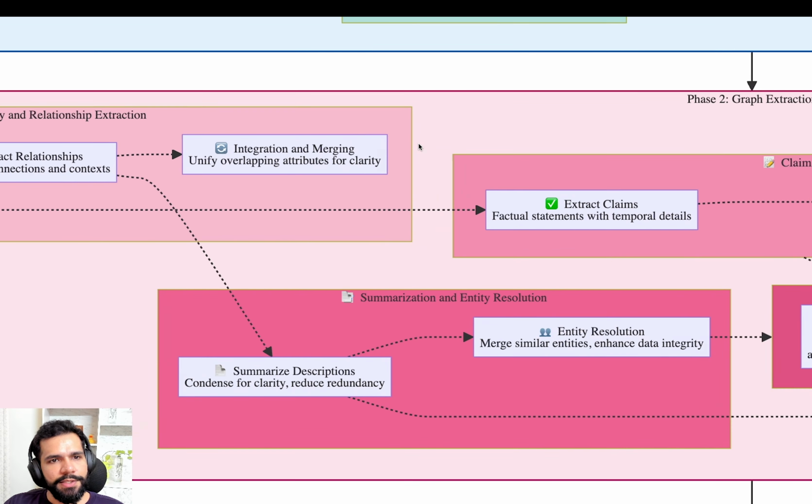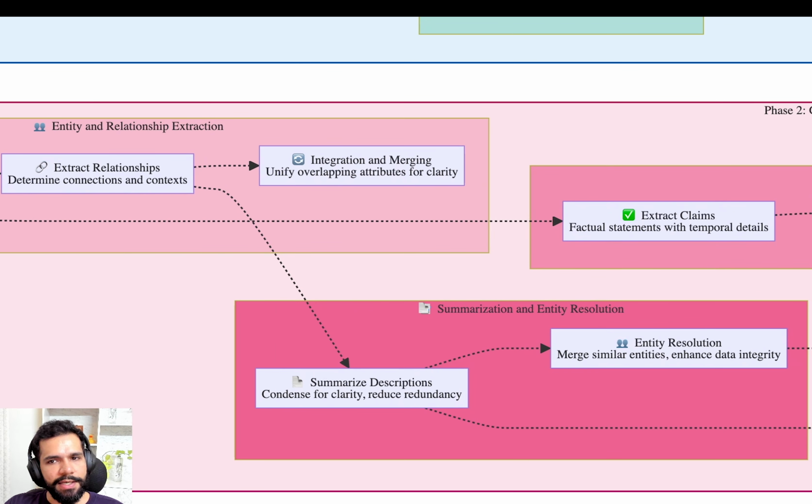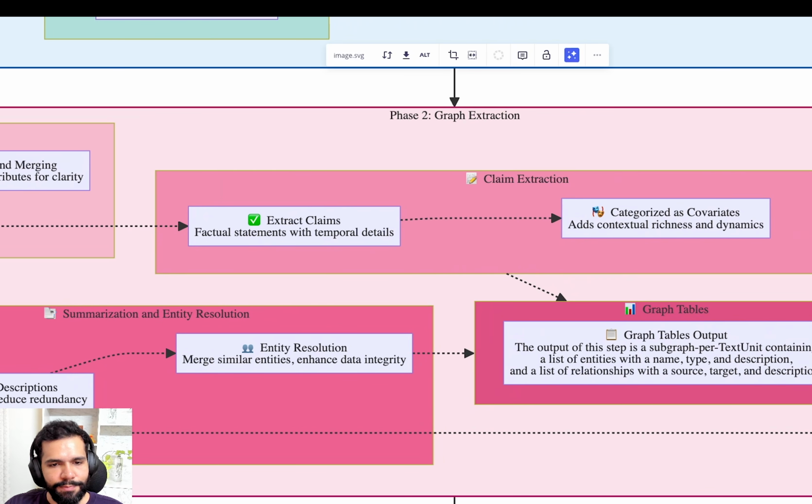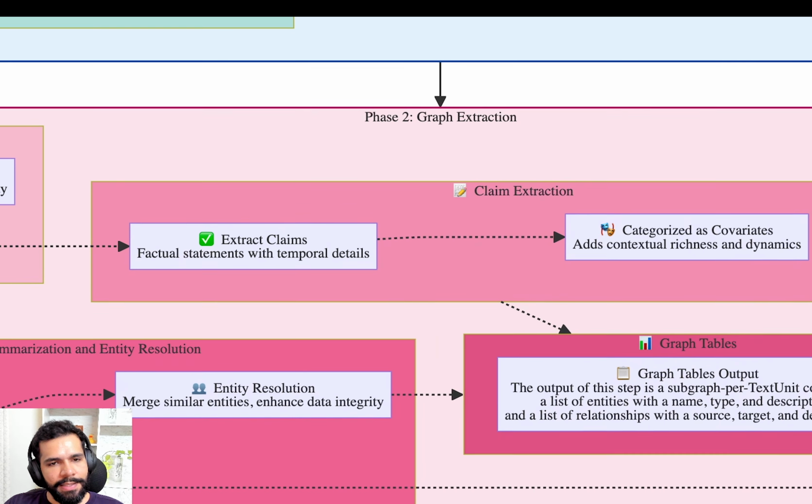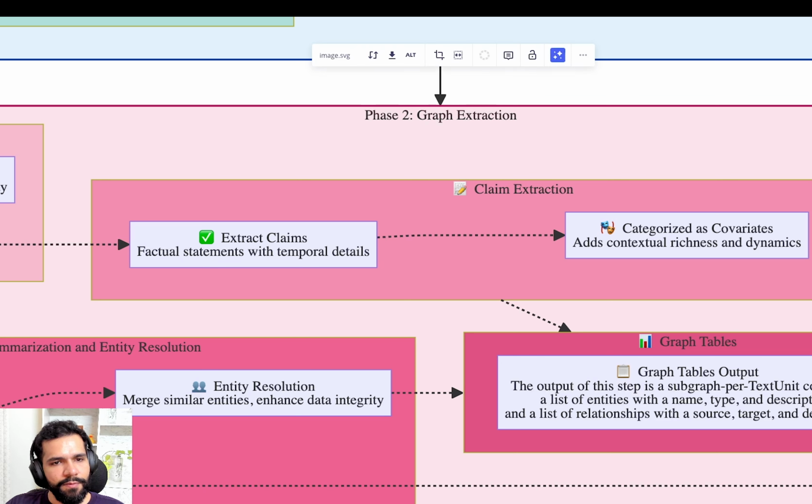Another part which leads from the entity extraction is extracting claims. So it happens simultaneously. Claims, what is a claim? A claim is a factual statement which is associated with those entities. Often these contain more temporal or conditional details. So you need to continuously evolve the knowledge graph as more and more information comes in.